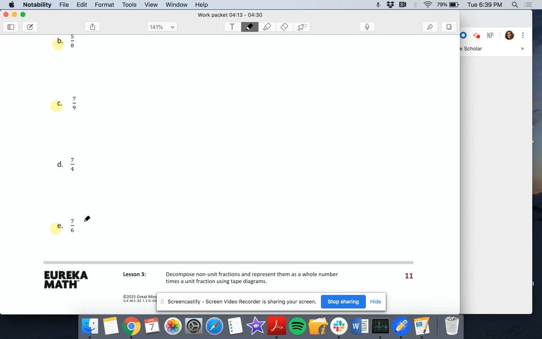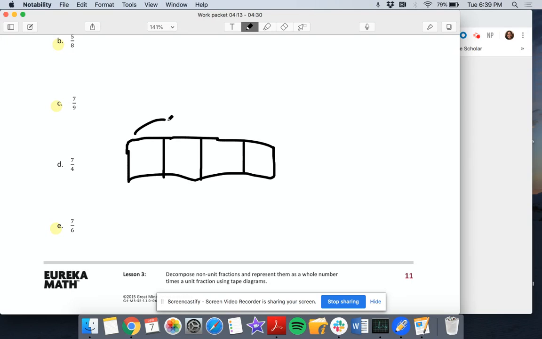Let's do D. D, we have 7/4. So I'm going to go ahead and draw my tape diagram. Wow, that's a pretty bad tape diagram. But I'm going to go ahead and draw my tape diagram. And I know that the denominator is 4. So I need to divide this tape diagram into 4 pieces. And then this is going to represent 1. So the unit fraction is 1/4, 1/4, 1/4, and then 1/4. But am I done, math stars?